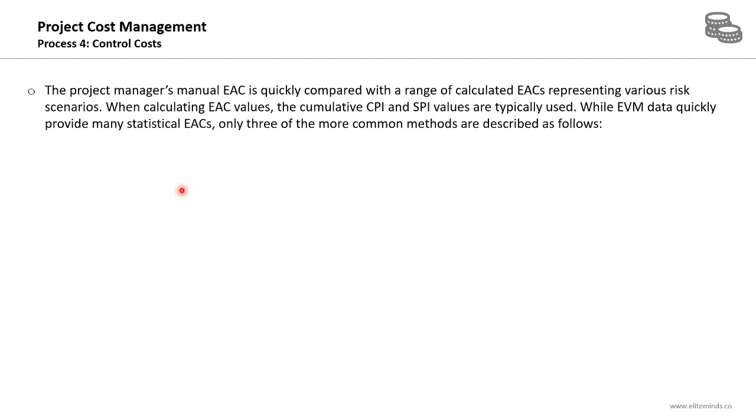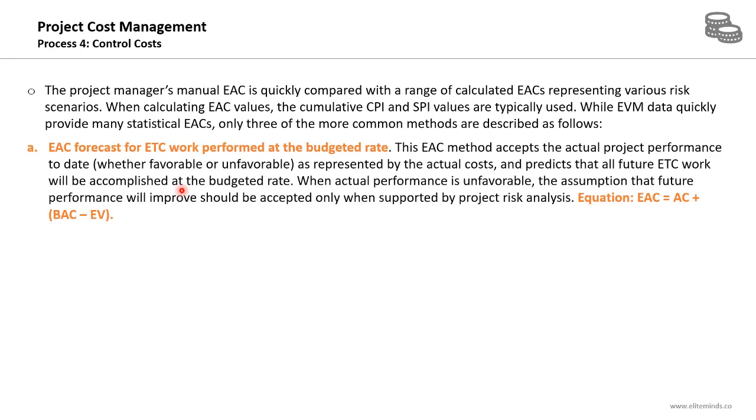Now, in addition to the manual formula, which is estimate at completion equals the actual cost plus bottom-up estimate to complete, we have another 3 common methods to determine the estimate at completion. Which method should you select? That depends on the scenario and the assumptions made in the scenario, either in a real life scenario or in an exam question. The first method is the estimate at completion forecast for estimate to complete work performed at the budgeted rate.